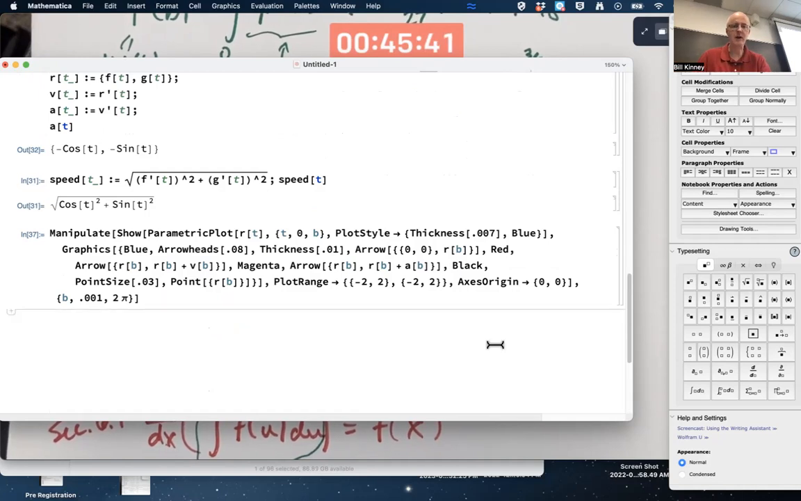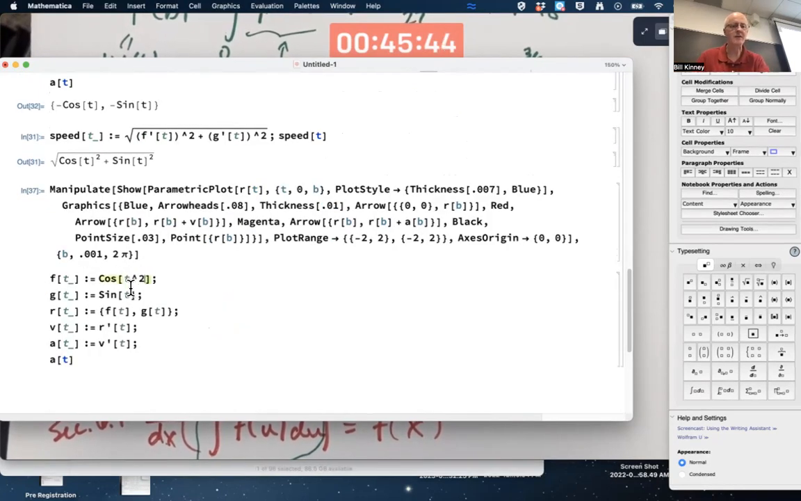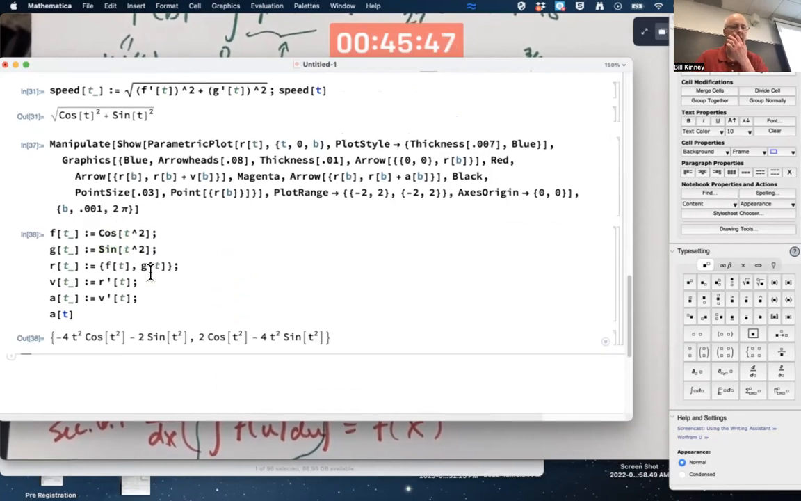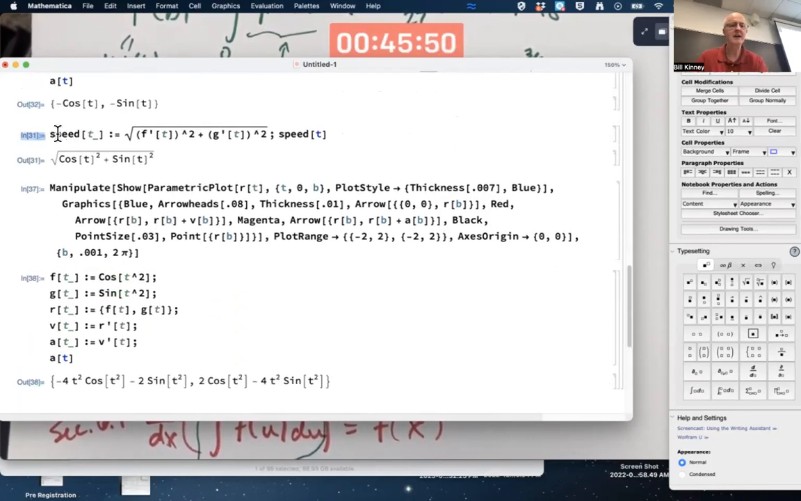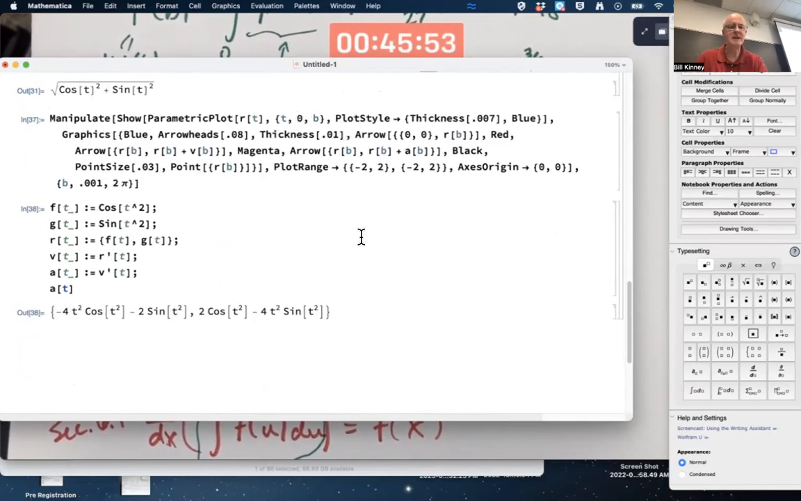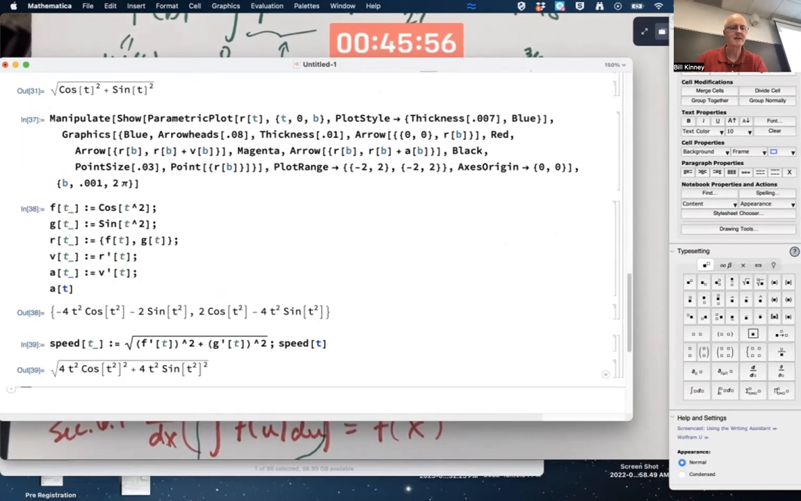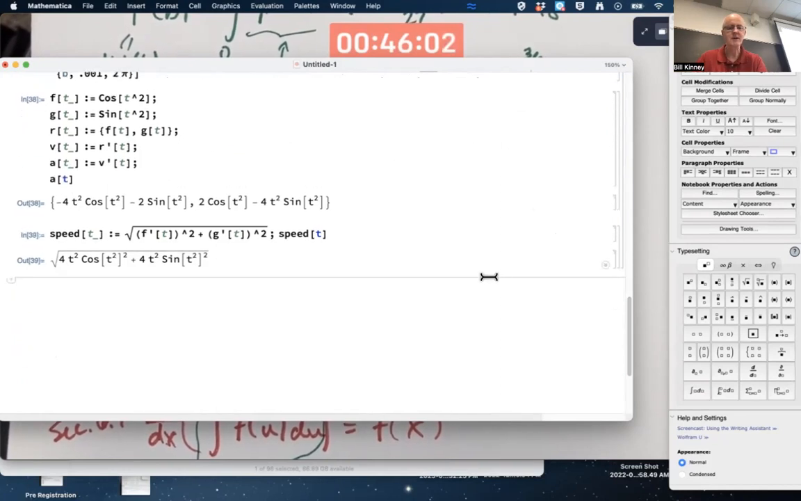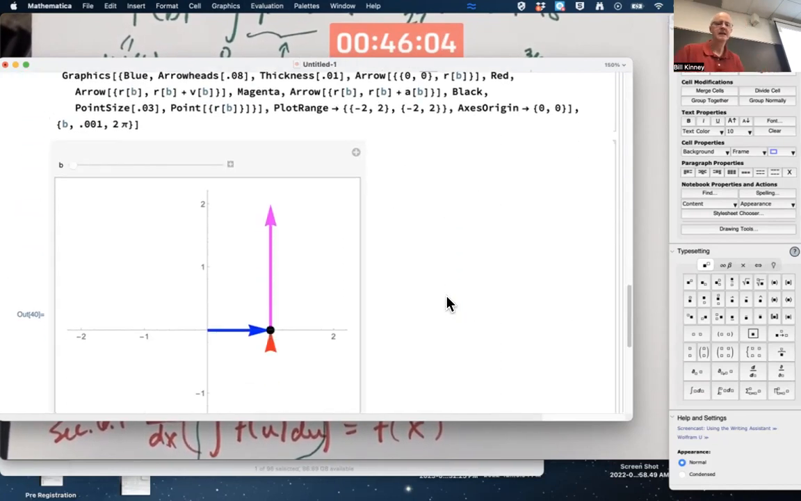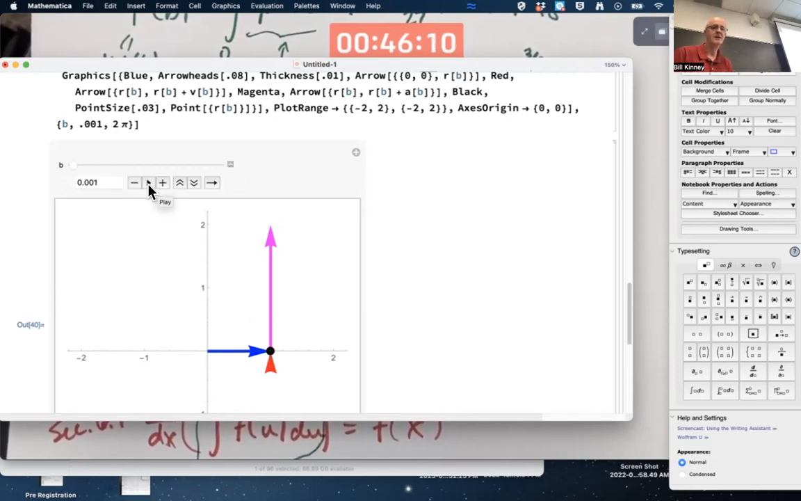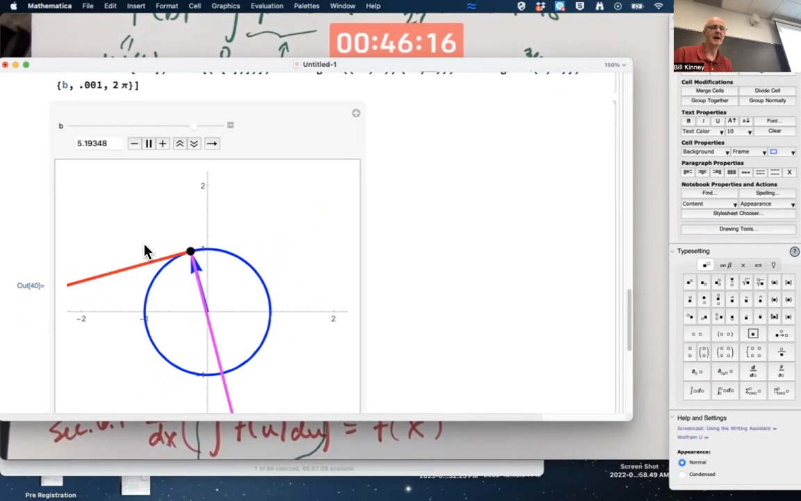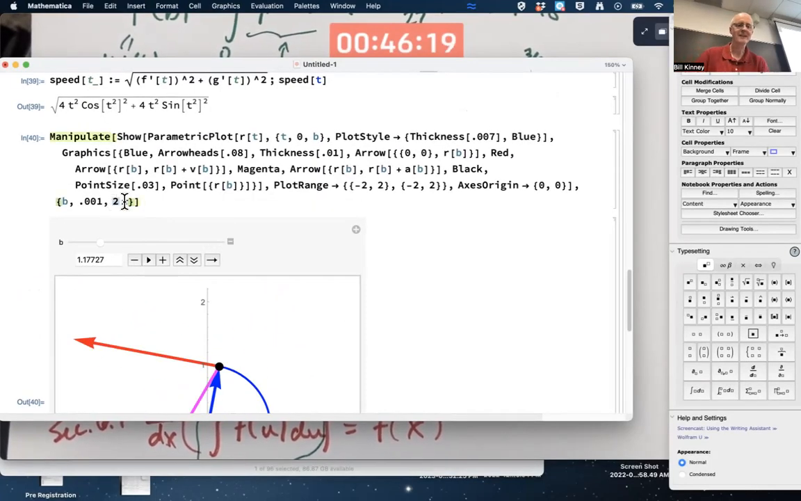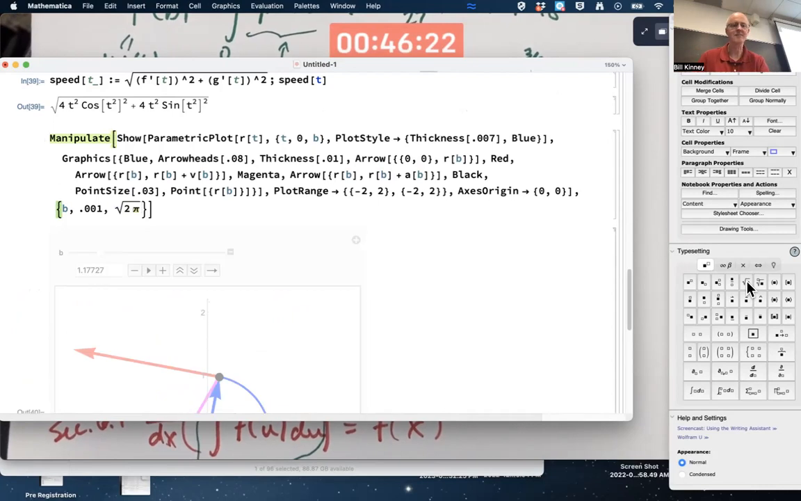I could do another example where I replace t with, for example, t squared. Still do the speed. I no longer get a constant speed. It's that, which turns out not constant. And if I make an animation of the motion, you will see, well, the red arrow evidently is really tiny at first. The velocity is 0, though the acceleration is large. But the velocity does get longer and longer as time goes by, and I shouldn't go so far. Let's go to square root of 2 pi instead of 2 pi.